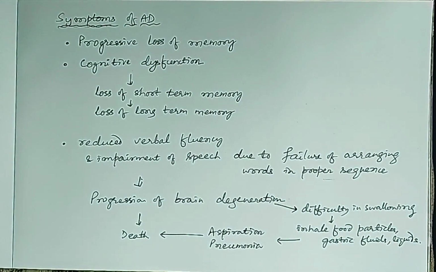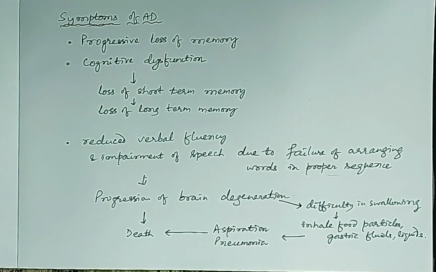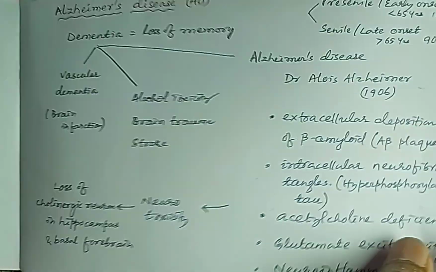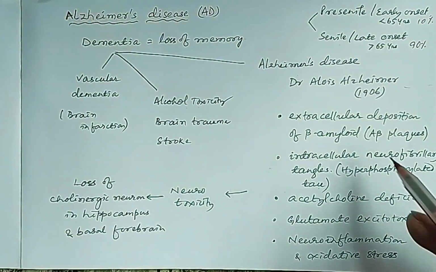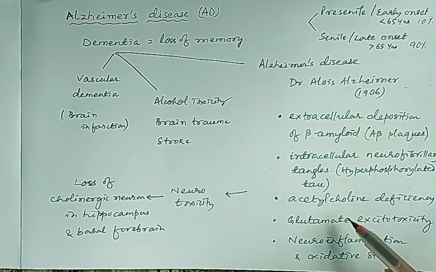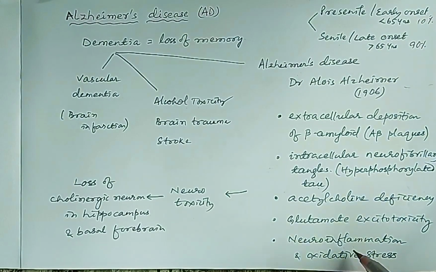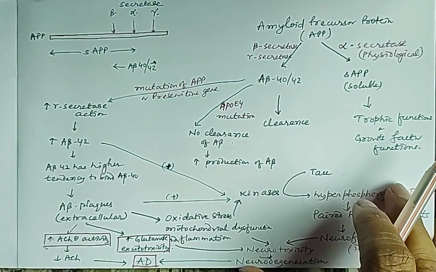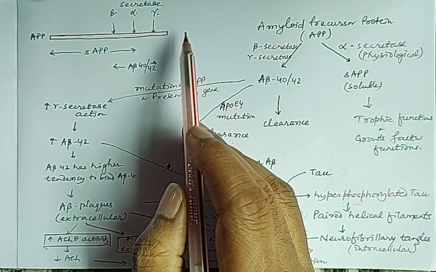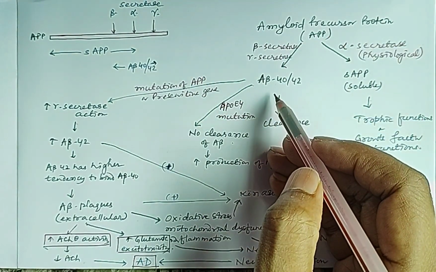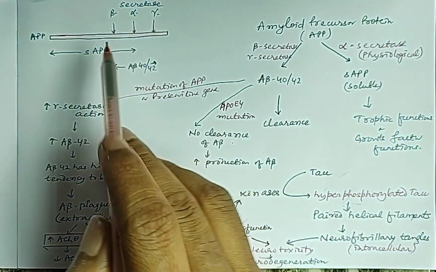Then we'll discuss the theories which are associated with Alzheimer's disease, and we just said that these are the five theories. One is amyloid beta plaques, second is hyperphosphorylated tau, third is acetylcholine deficiency, fourth is glutamate excitotoxicity, fifth is neuroinflammation and oxidative stress. So let us discuss them, and there is one protein called amyloid precursor protein, from which amyloid beta is formed.